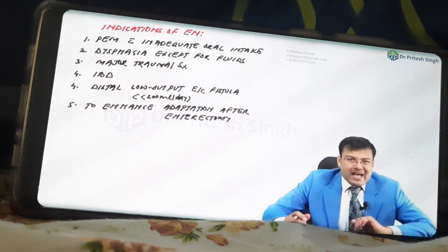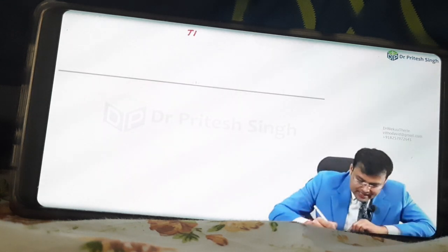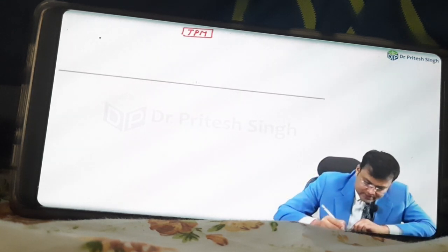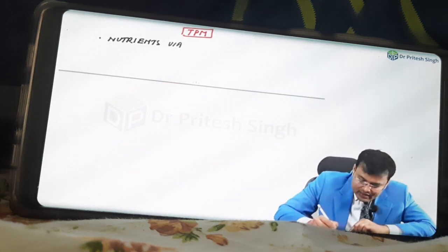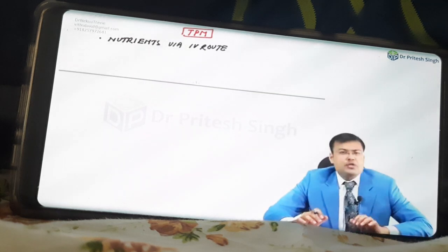Now we are going to discuss total parenteral nutrition. So what is total parenteral nutrition? It's the provision of all nutrients via the IV route, the intravenous route.